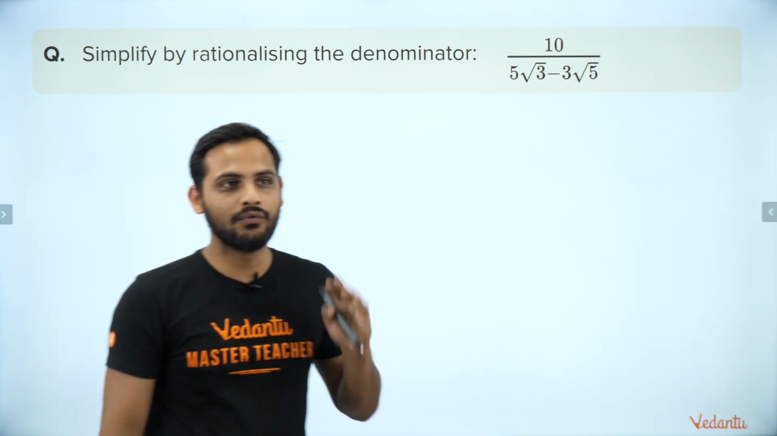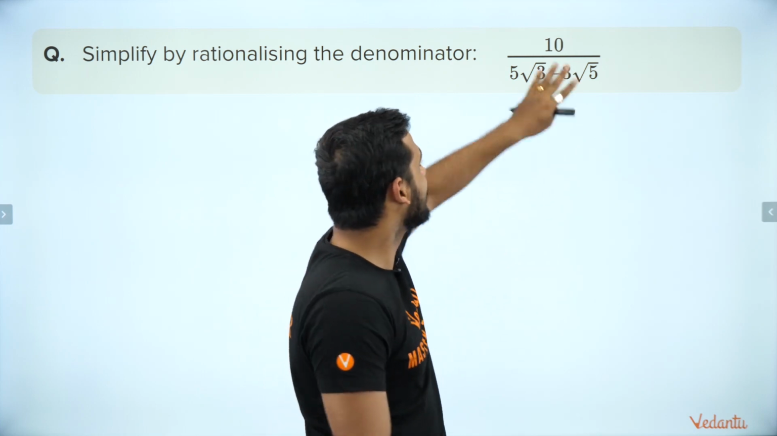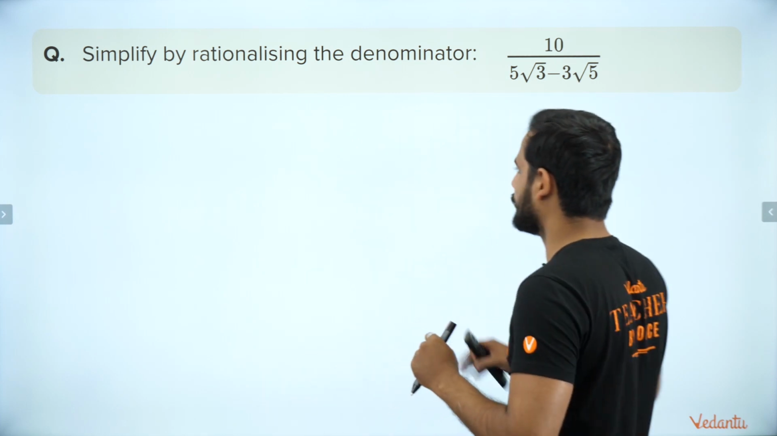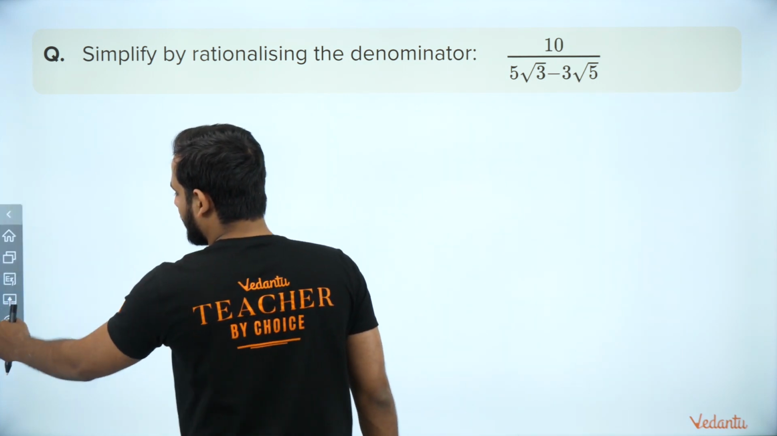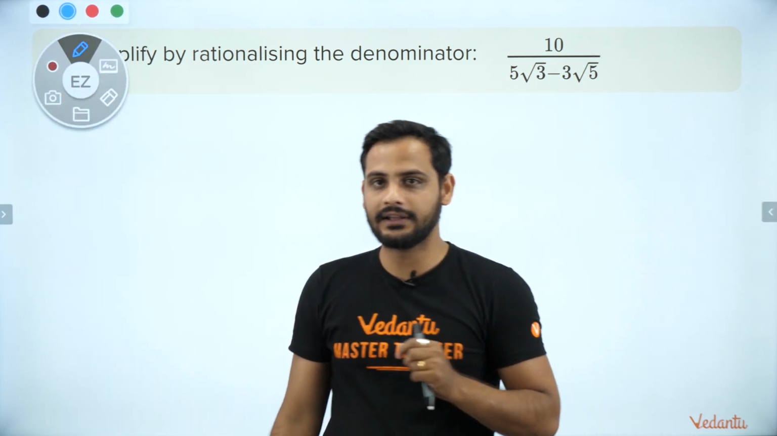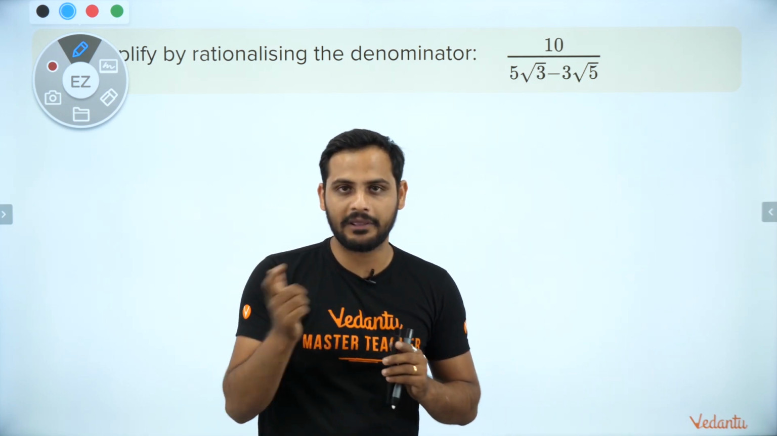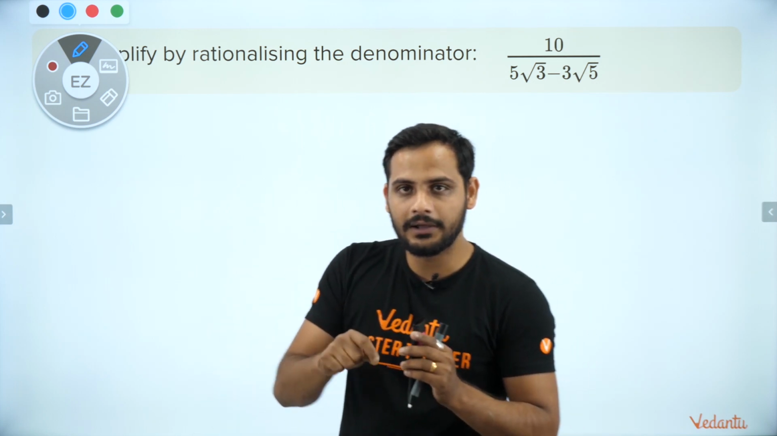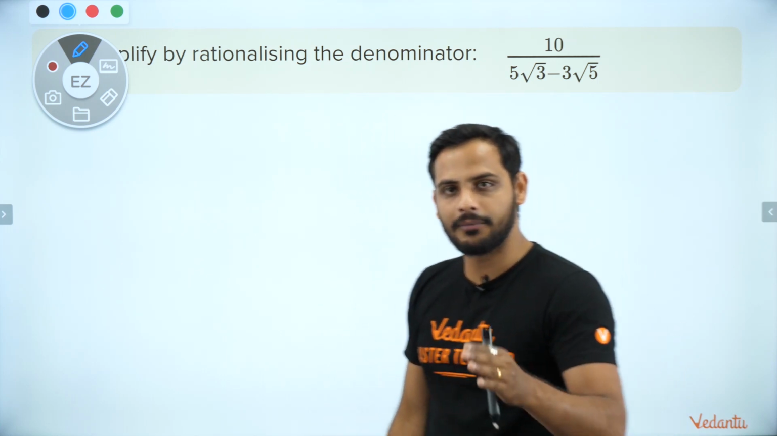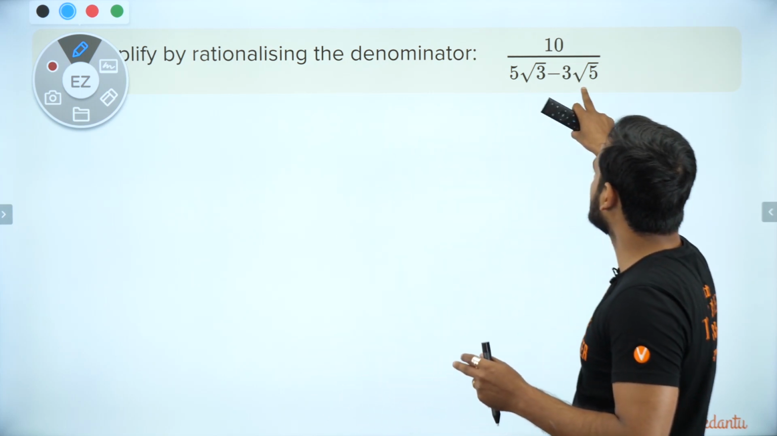The first homework question was: simplify by rationalizing the denominator, 10 upon 5 root 3 minus 3 root 5. Remember one thing, whenever you do rationalization, we always rationalize the denominator, and it will be of the form a plus b or a minus b. If the denominator is a plus b, multiply and divide the numerator and denominator by a minus b, and if it is a minus b, multiply and divide by a plus b. Here, suppose this is a and this is b, so I have the form a minus b.